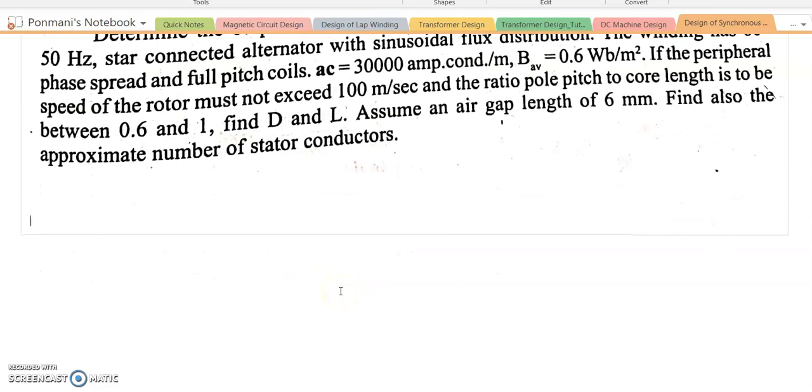First let us find out the output coefficient C naught. For that, the equation to find C naught is 11 B average AC kWs into 10 to the power minus 3. So this is the equation to find C naught. B average AC is given.